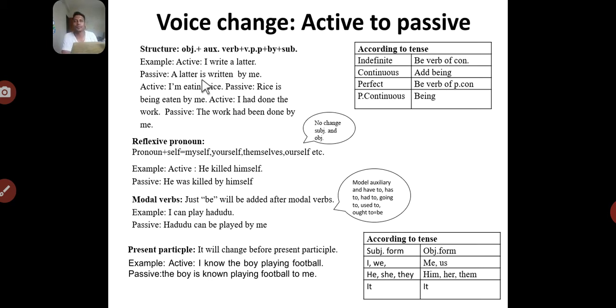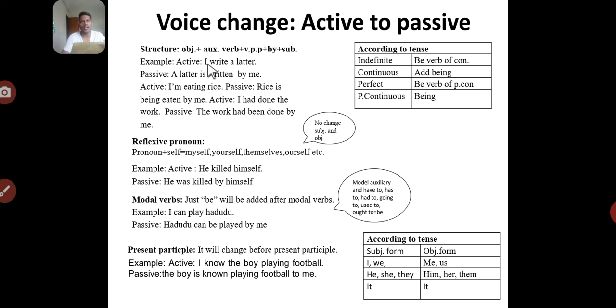Here is an example, like I write a letter. We have to change this into passive by following the structure. So here the answer is a letter is written by me. Here the object is a letter and the subject is I.